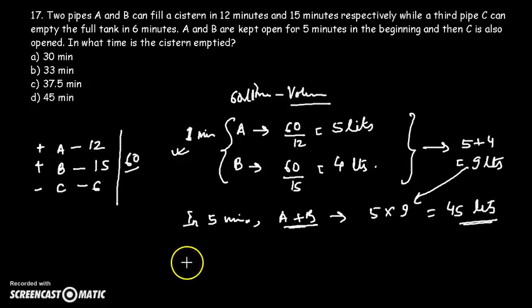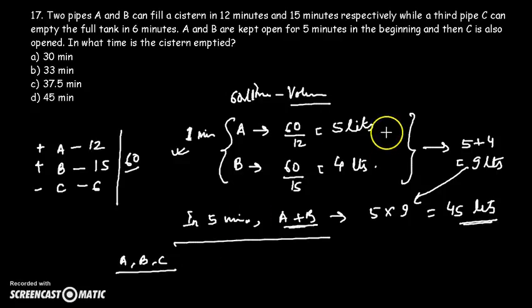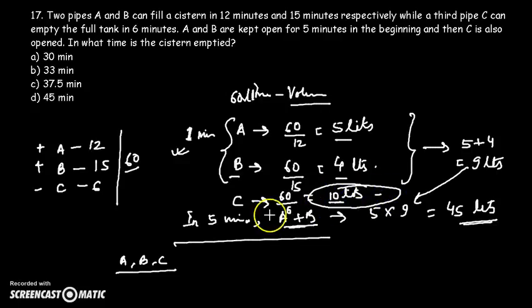Now after 5 minutes, who all are working? A, B and C, all three are working. We have already got that in 1 minute A pours in 5 liters, B pours in 4 liters. C also we can write 60 upon 6 or 10 liters, and this C is doing the negative work. Okay, so it is emptying out 10 liters every 1 minute.